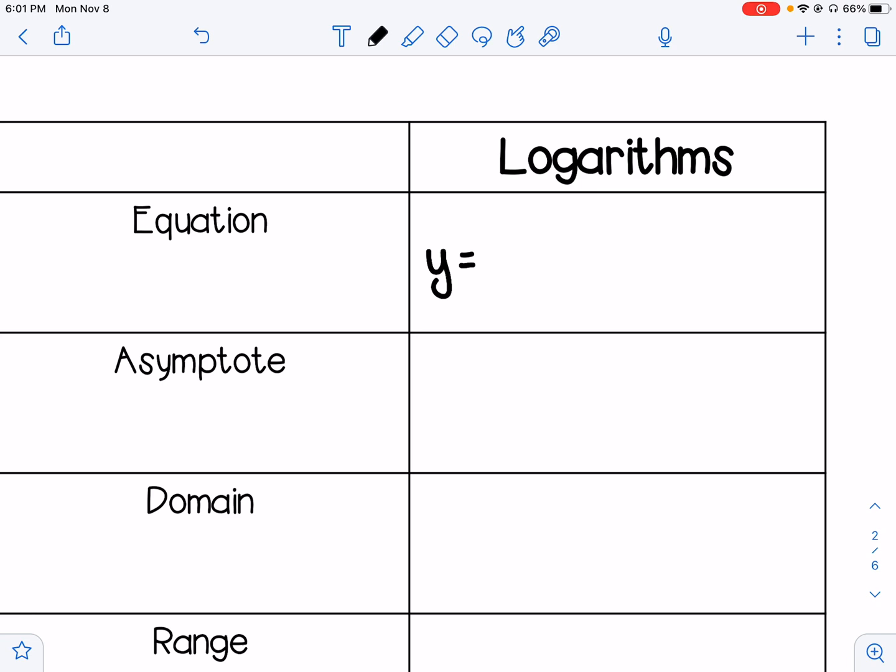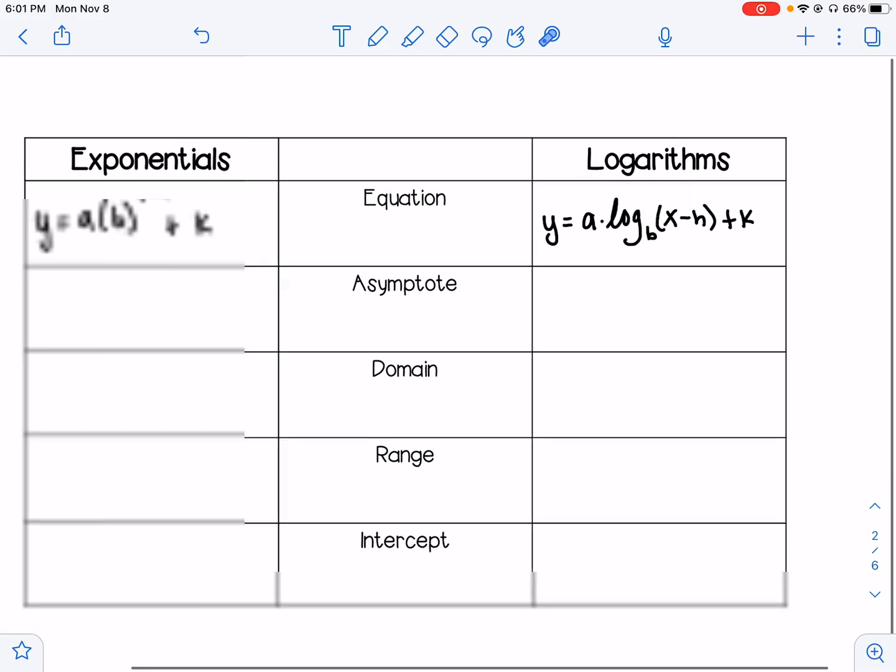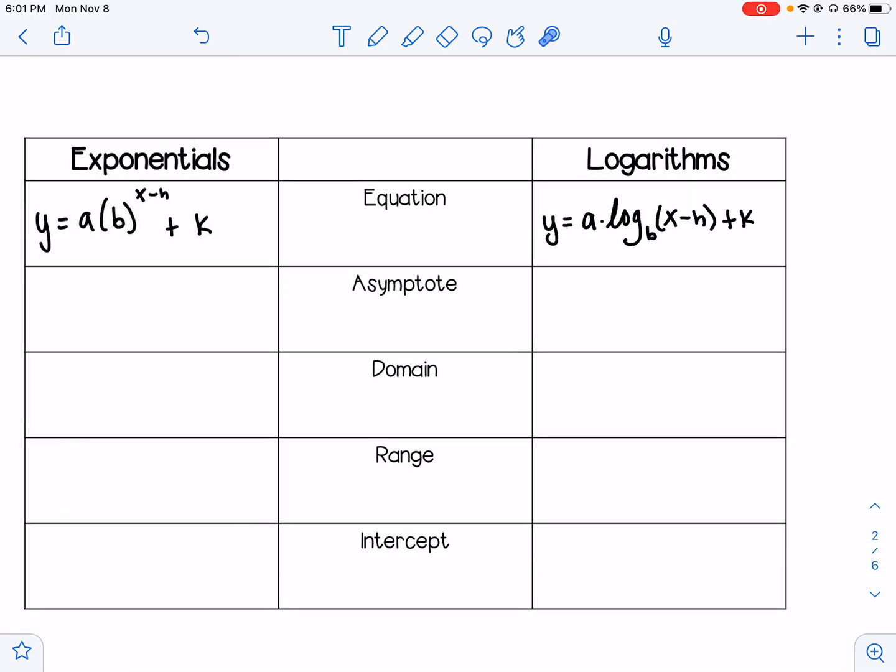So the formula we've been using for exponentials is y equals a times b to the x minus h plus k. Well, when we look at this, our formula for a logarithm is going to be really similar, but slightly different. So we're still going to get y. A is still going to be in the front, times the log. Base is still the base, the b, but it's now in a different location. X is still being subtracted with h, and k is still on the outside. So very similar, but slightly different.